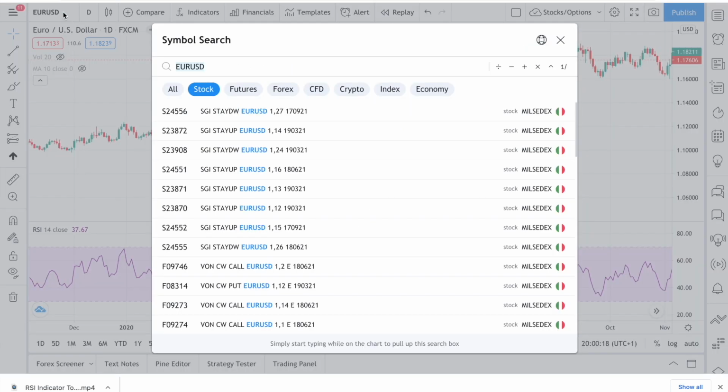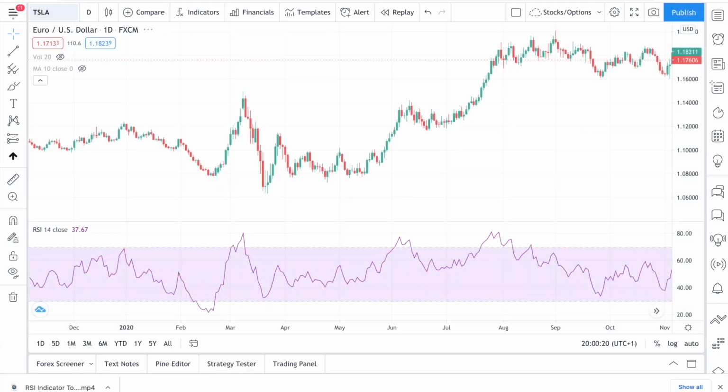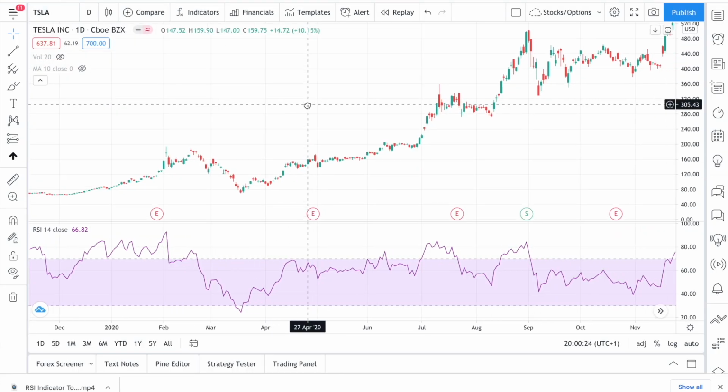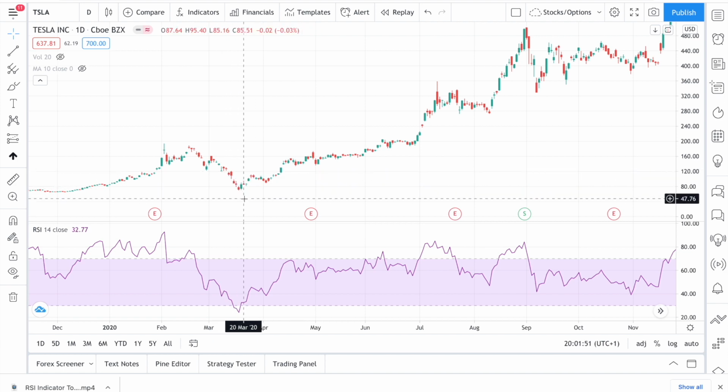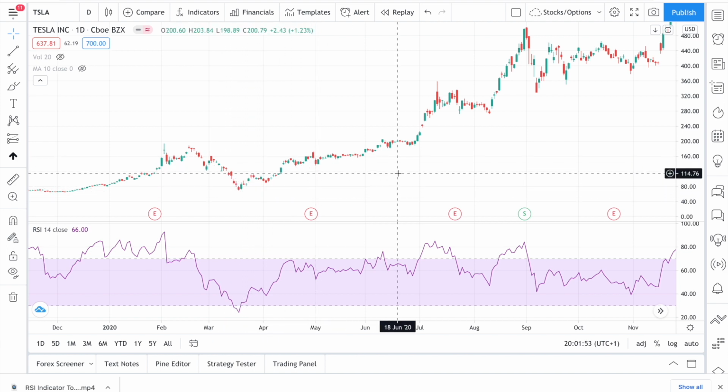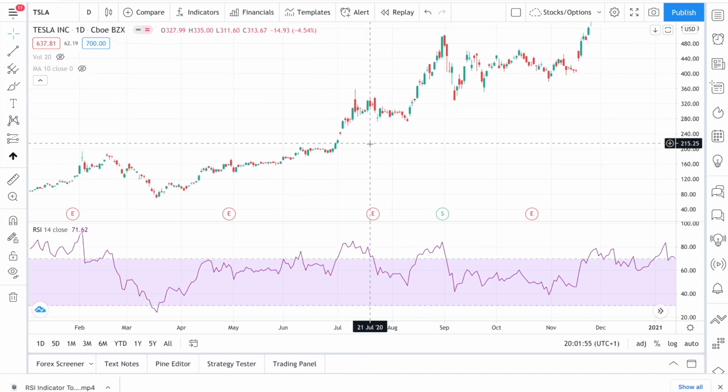If you have a look at a stock, let's have a look at a favorite of everyone's. Okay, let's have a look at Tesla. As you can see, on the 16th of March, the share price of Tesla effectively dropped to below 30, and then it stayed below 30 for a couple of days, after which the share price started to rise and effectively got towards overbought territory.